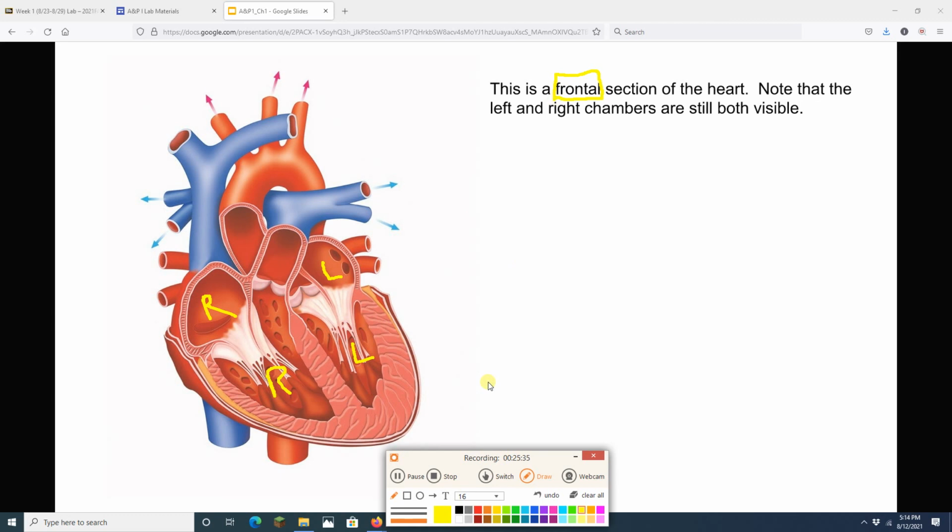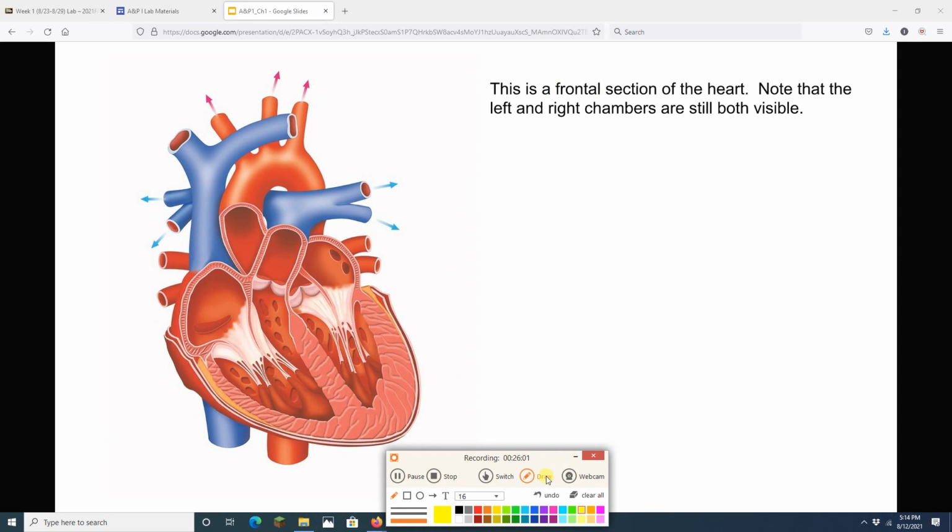Hey, just in case you're wondering, look at this. I wrote R's over here, which is on the left side, on your left as you're facing it. That's because you're always facing the person, okay, or the organ. So you got to think about anatomical position. Your left is the person's right. So these are the right chambers. These are the left chambers.